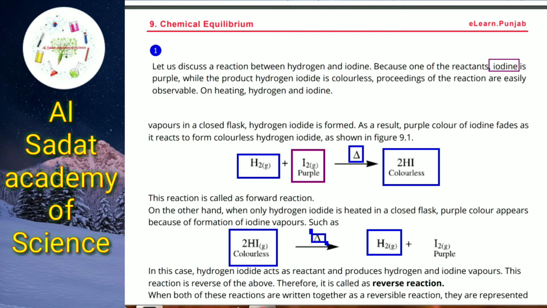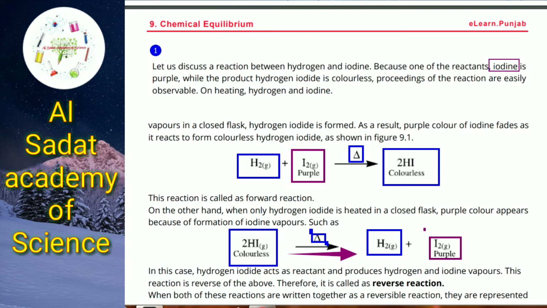Iodine has purple color. If this reaction proceeds in the forward direction, from left to right, you will notice that the purple color appears in the mixture, and you notice that hydrogen and iodine are forming by the decomposition of hydrogen iodide. It means that the reaction can proceed in both ways. In this case, hydrogen iodide acts as a reactant and produces hydrogen and iodine vapors. This reaction is the reverse of the above. Therefore, it is called a reverse reaction.